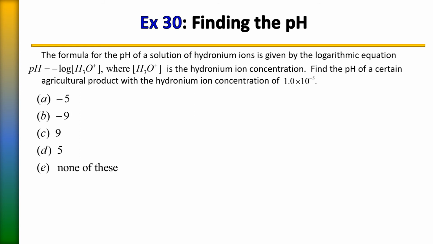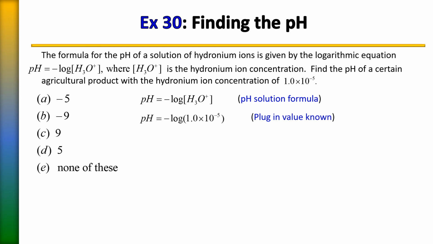So since we were given the hydrogen ion concentration, all we have to do is plug that into the place of the H3O plus. So let's go ahead and do that. Now actually at this point you can use your scientific or graphing calculator and simply plug in the negative log of 1.0 times 10 to the negative 5 and get your value automatically. Or you can do it by hand as well, just using the properties of logarithms.